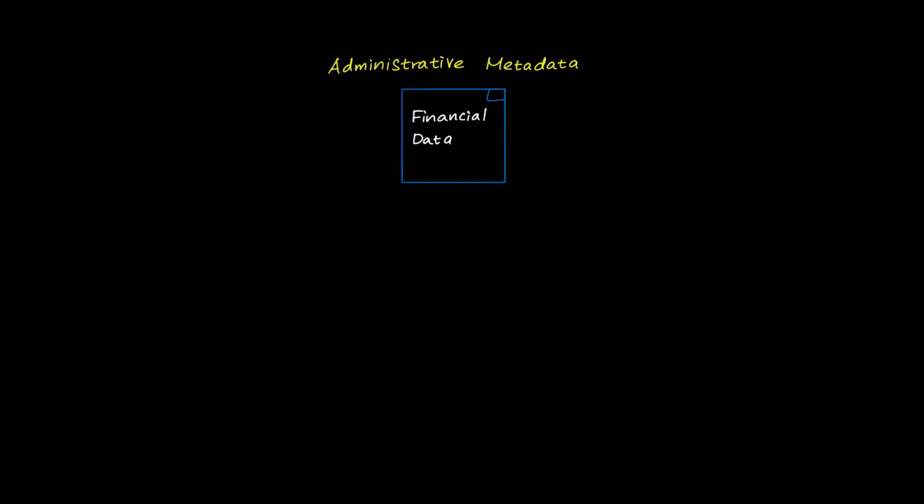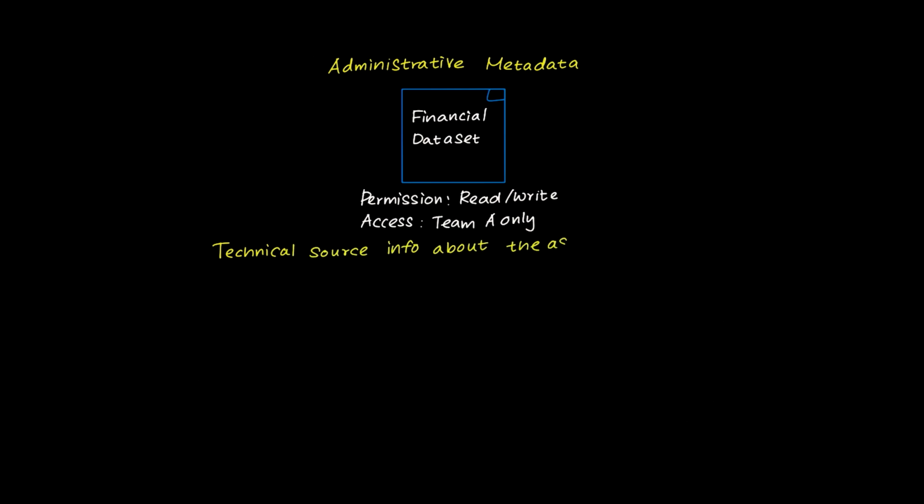This is technical source information about a digital asset, and that falls under administrative metadata. Administrative metadata tells you the technical details about who can access, edit, or manage a digital resource. File permissions are the classic example.